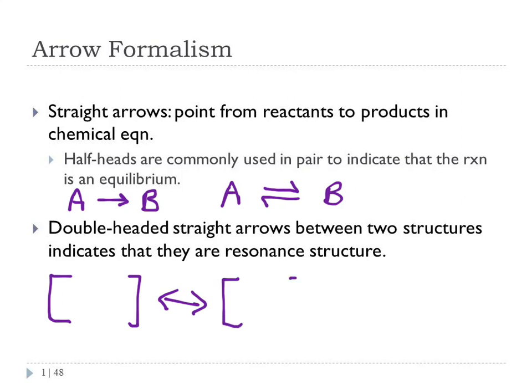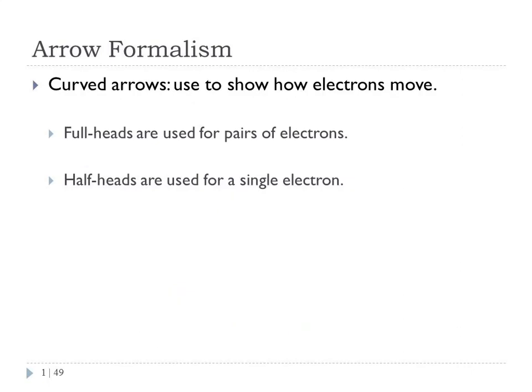So that would be something like this. I don't feel like making up an example, but we just saw that when we talked about resonance structures. So, double-headed arrow. Then we have curved arrows. Those were the straight arrows. Then we have curved arrows.